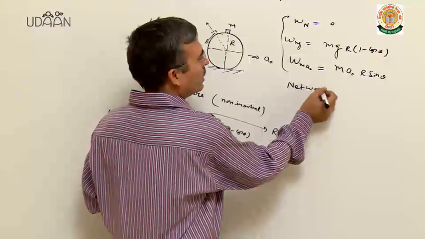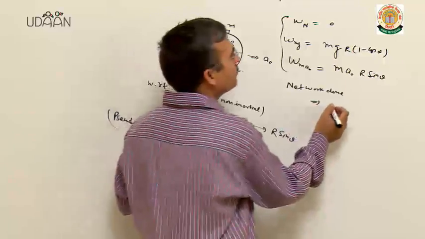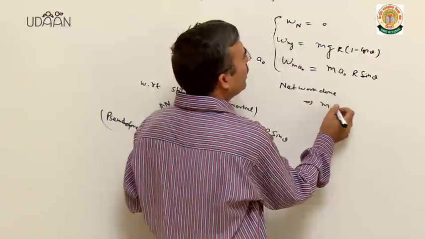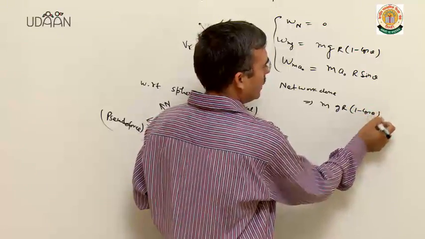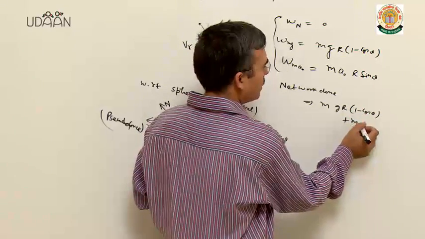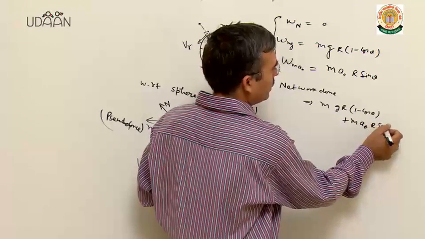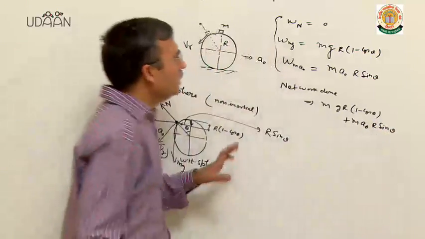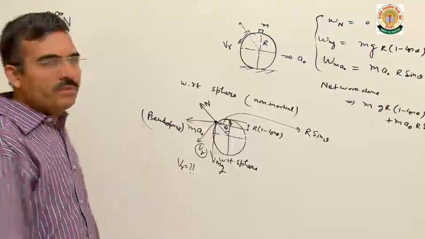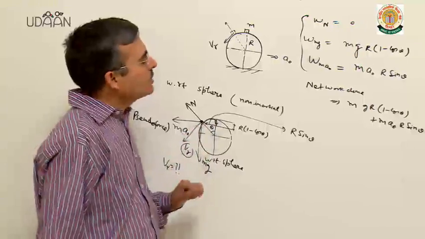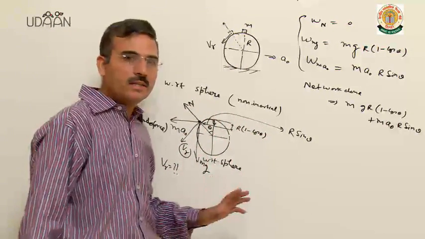So net work done equal to m into g into r (1 minus cos theta) plus m into a naught into r sin theta. Clear? ये किसका इक्वल आएगा? In this frame of reference, final kinetic energy minus initial kinetic energy.